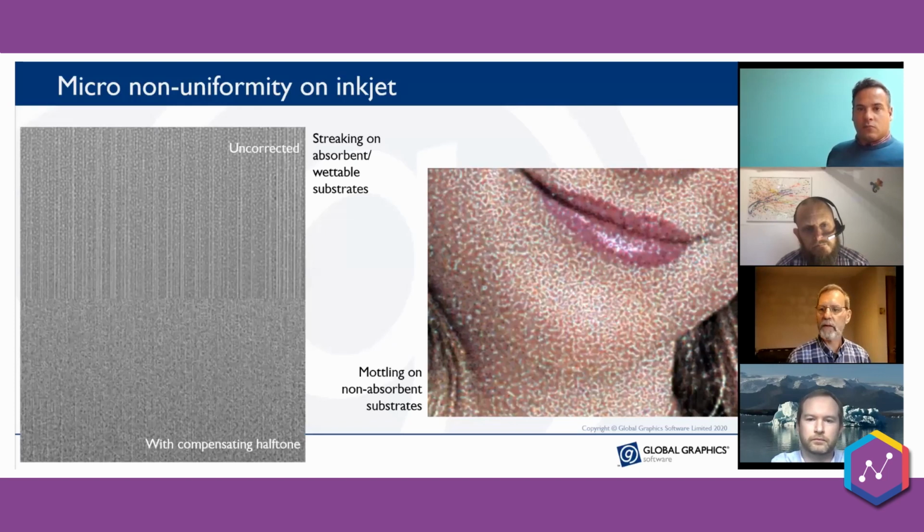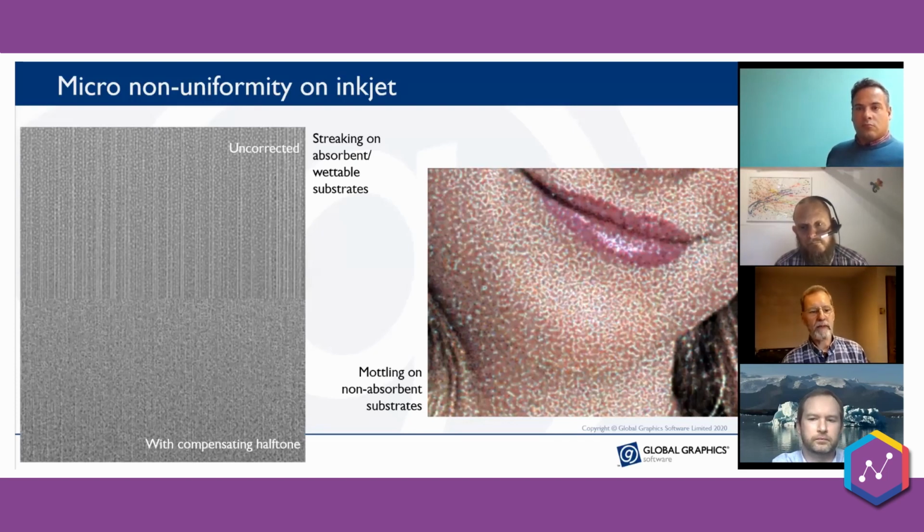In fact, let me give you some examples of what we're seeing in terms of quality. So in quality issues on inkjet, we tend to see very small scale things and larger scale things. So starting with the small scale, on absorbent wettable substrates, we tend to see this kind of streaking effect that you can see in the top left. And on less absorbent, less wettable substrates, we tend to see this kind of mottling that we dubbed orange peel.